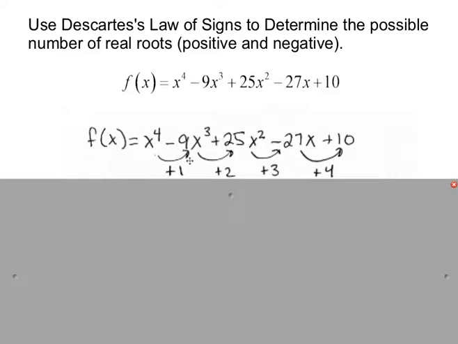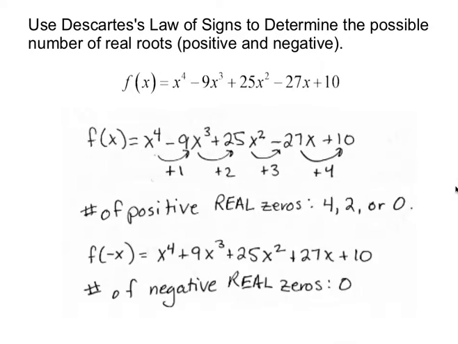It goes from positive to negative, so this counts as 1. It goes from negative to positive, it counts as 2. Positive to negative, 3. Negative to positive, 4. So there are 4 sign changes, or there are 4, 2, or 0 real positive zeros. It is the number of sign changes or less than that by an even integer.